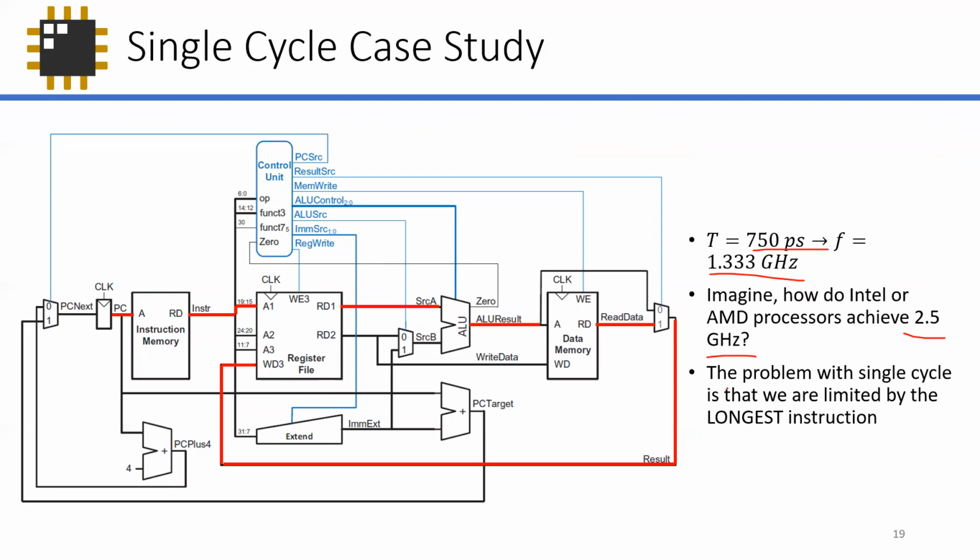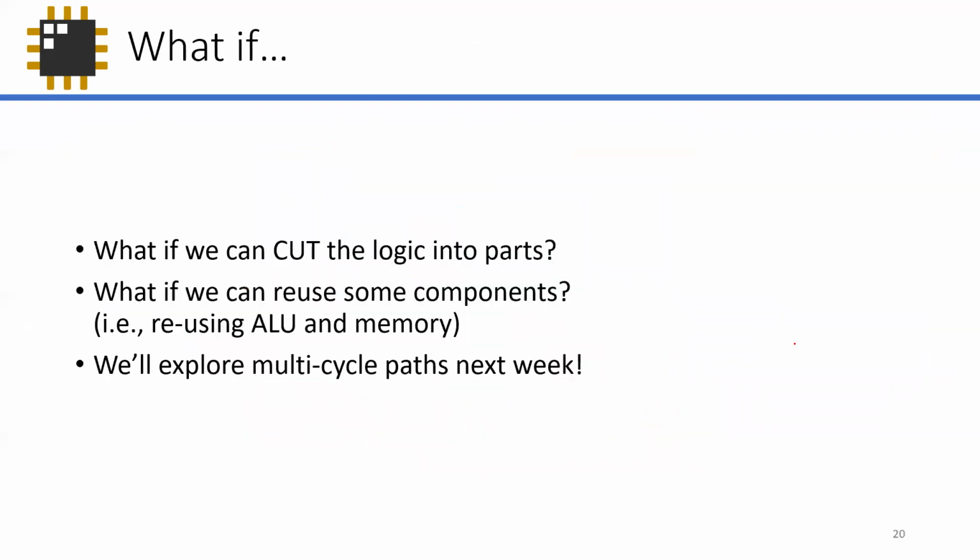So the problem with single cycle really is that we are limited by the longest instruction. It's so bad that your performance is not even twice as good as Intel or AMD processors for that matter. And what more if you're gonna have to do complicated logic too? Now here's the thing: what if we can cut the logic into parts, and what if we can reuse some components? And that's what we'll explore next week.